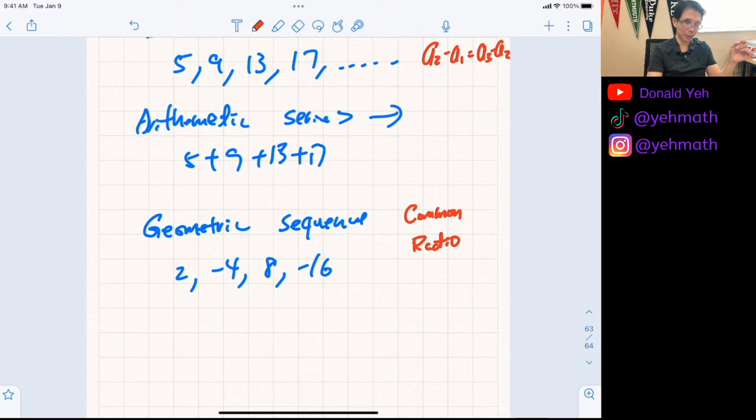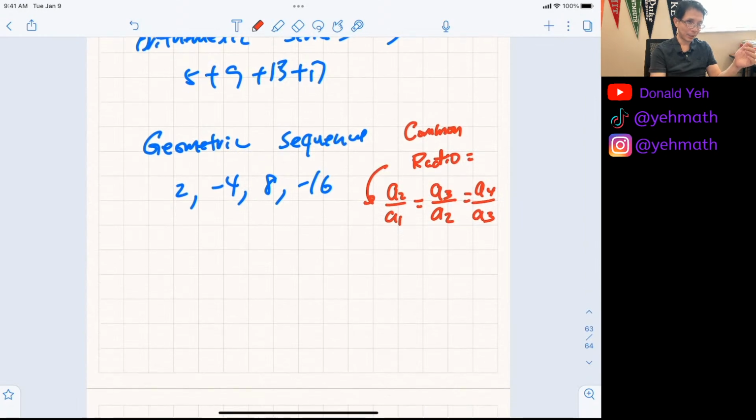So what is a common ratio? For example, your second term divided by the first term is always equal to the third term divided by the second term. It's always equal to a_4 divided by a_3. So they're always the same. See, -4 divided by 2 is -2. 8 divided by -4 is -2. -16 divided by 8 is -2. Wow, magic. So there's a common ratio, and this is how you get the common ratio. Are we okay here? And there's one more thing: of course, there's a geometric series.